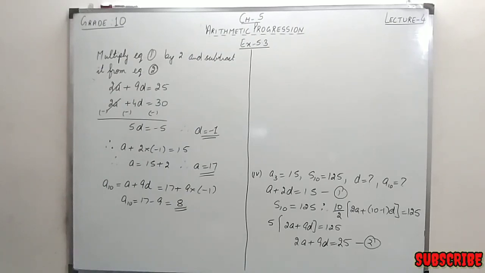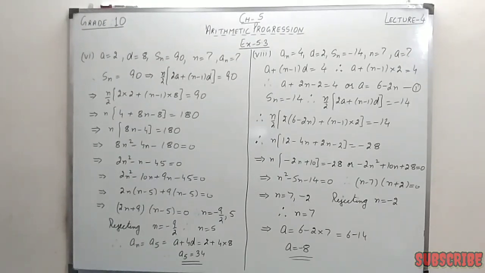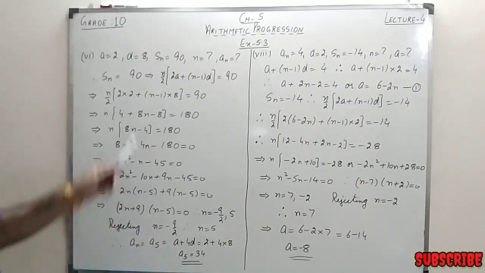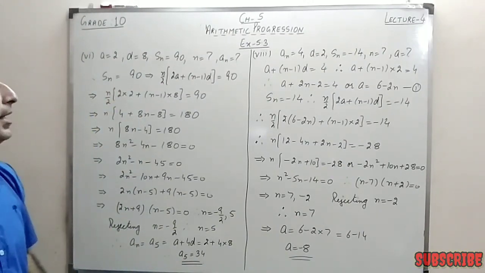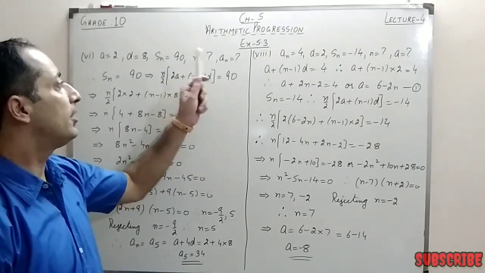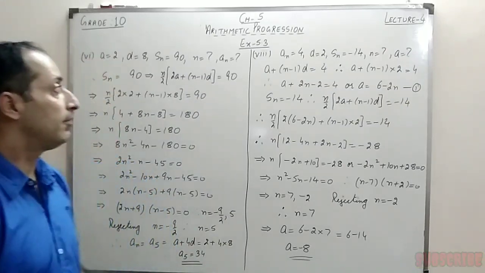Okay, let's now take the sixth part of this question. In the sixth part, what is given to us is that the first term is 2, the common difference is 8, and the sum of n terms is 90, and we have to find the number of terms and the nth term of the AP. So these are the things given to us.